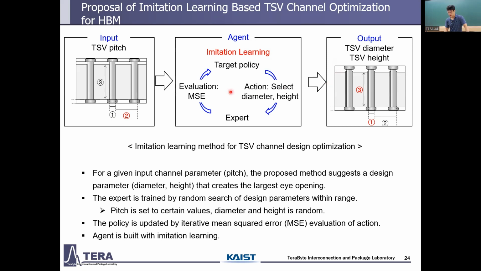So this expert here is trained with the random search. When I give a set input parameter pitch with random search, the algorithm randomly selects the diameter and height, and out of that lot of data, I choose the best data for the pitch. I choose the best data, which is the largest eye opening for a certain pitch, and then I train it into the agent. So that's the very main idea.